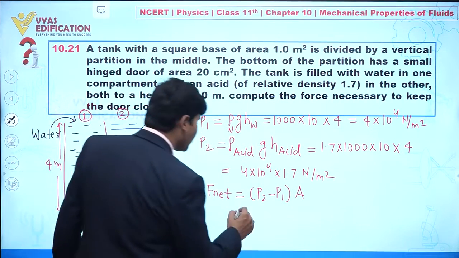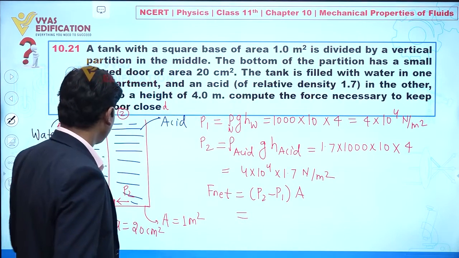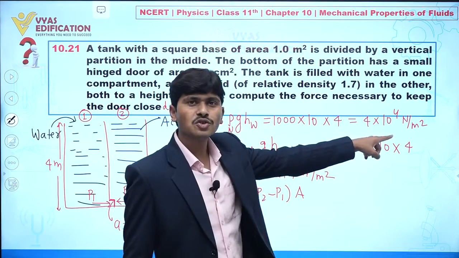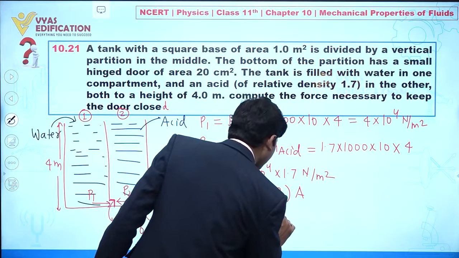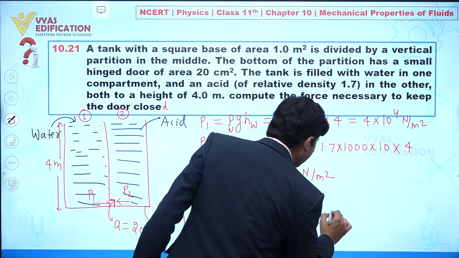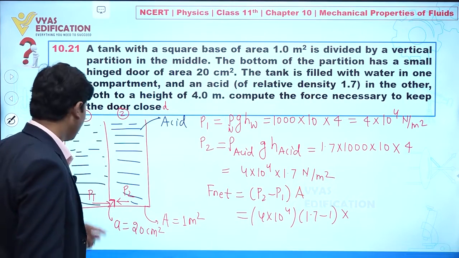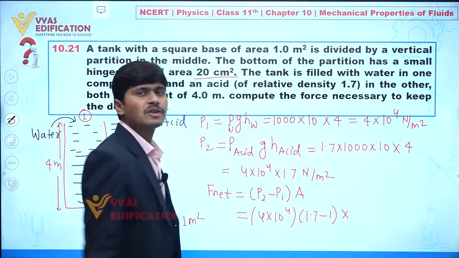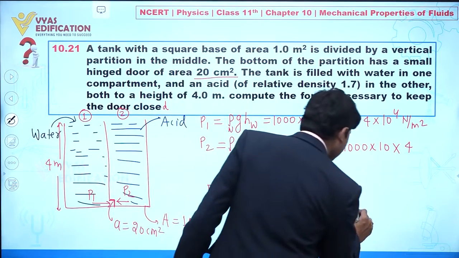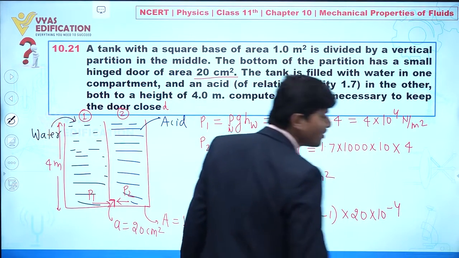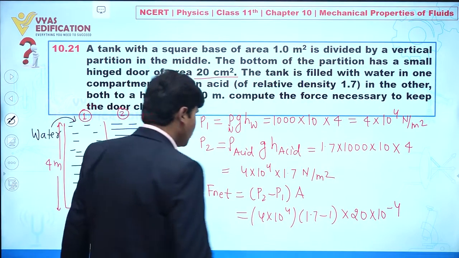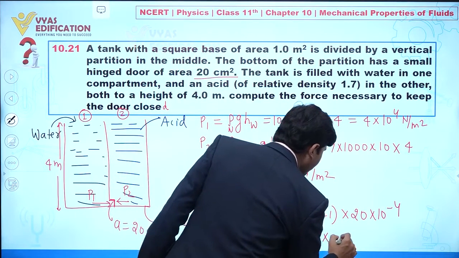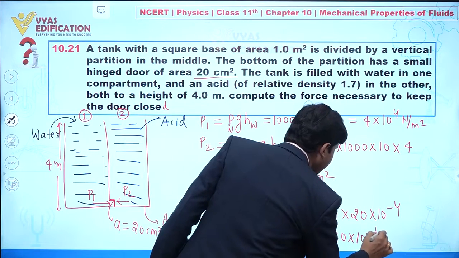So now P2 minus P1. P2 we have 4 into 10 to the power 4 into 1.7, and this one. So you can take 4 into 10 to the power 4 common. I can write 1.7 minus 1 and multiplied with area. Now we will take the area of the hinged door, which is given as 20 centimeter square. So I can write this as 20 into 10 to the power minus 4. So now this is 4 into 10 to the power 4 multiplied by 0.7 and 20 into 10 to the power minus 4.